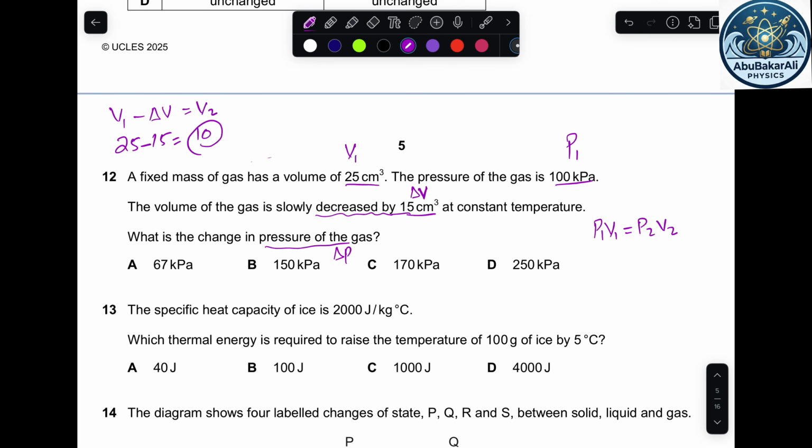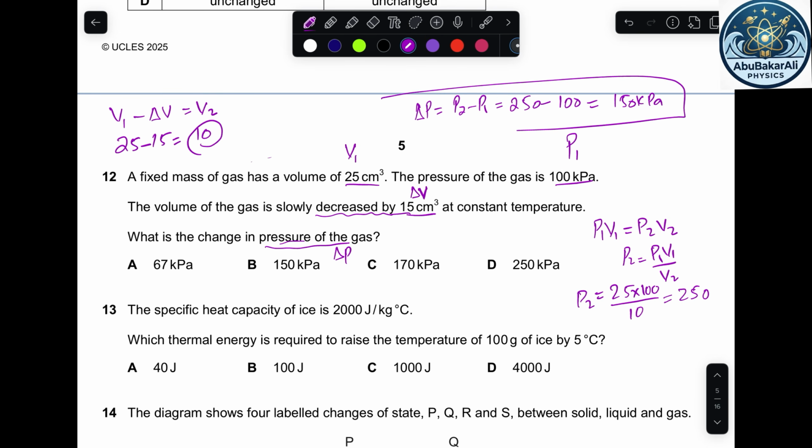So we need P2 first. P2 equals P1 V1 divided by V2. So this is 25 times 100 divided by 10. You don't have to convert the values here. So this will give you 250. That is P2. What we actually need is the change in pressure, which is P2 minus P1. P2 is 250 and P1 is 100. That will give you 150 kilopascal. Okay, option B is correct.